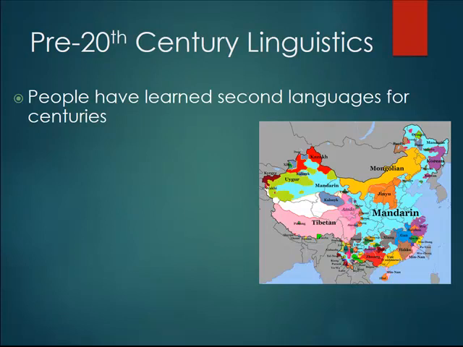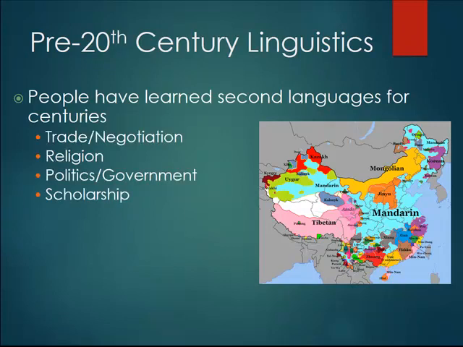That means that people have been learning languages for centuries, and most of the time the impetus behind that is forces like trade and negotiation, the spread of religions, politics and government, and scholarship. And of course, we shouldn't forget war and colonization.